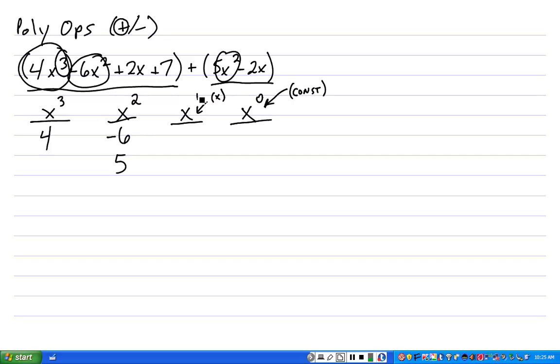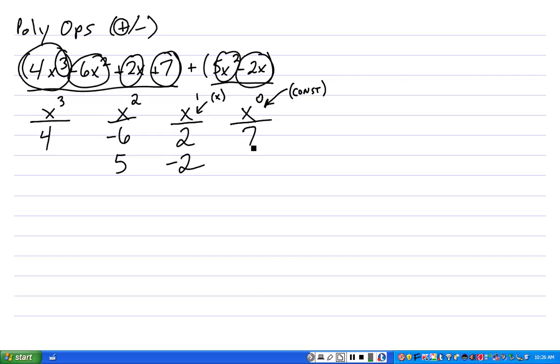So now I move to next in line, which is my x to the first, which is just x. I see I have an x here, 2x, and I have an x here, which is a minus 2x. And then I'm left with my x to the 0, which is nothing more than a constant. So I'm going to look for all my constant terms. Constants mean the term does not have an x or a variable attached to it, and that's why we say x to the 0, because there is no x or variable present. In this case my constant would be 7. So I write my 7.